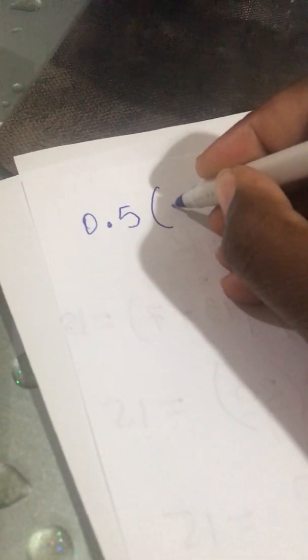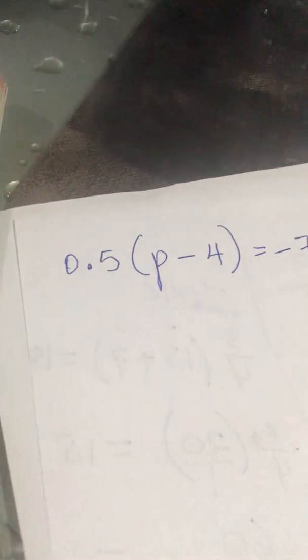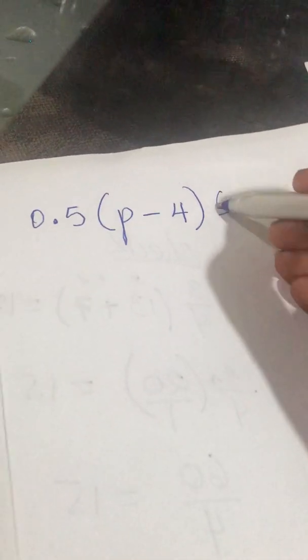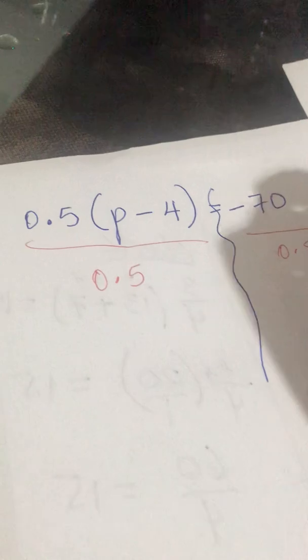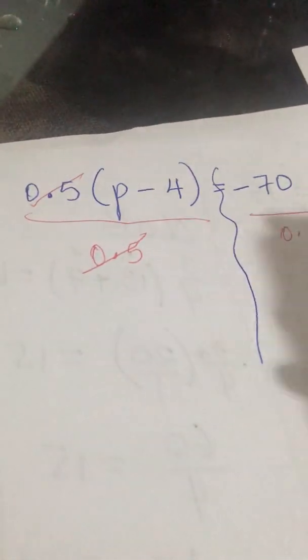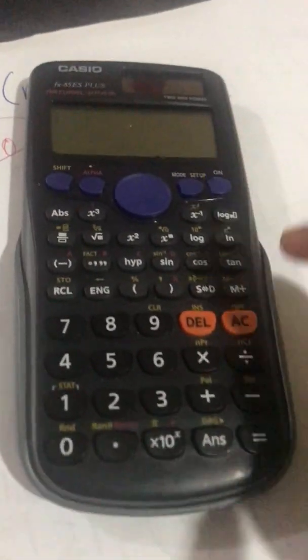One more where our coefficient is a decimal. So, can we do 5/10 P minus 4 equals negative 70. Alright. So, bridge, divide both sides with 5/10. This 5/10 and this 5/10 goes away.